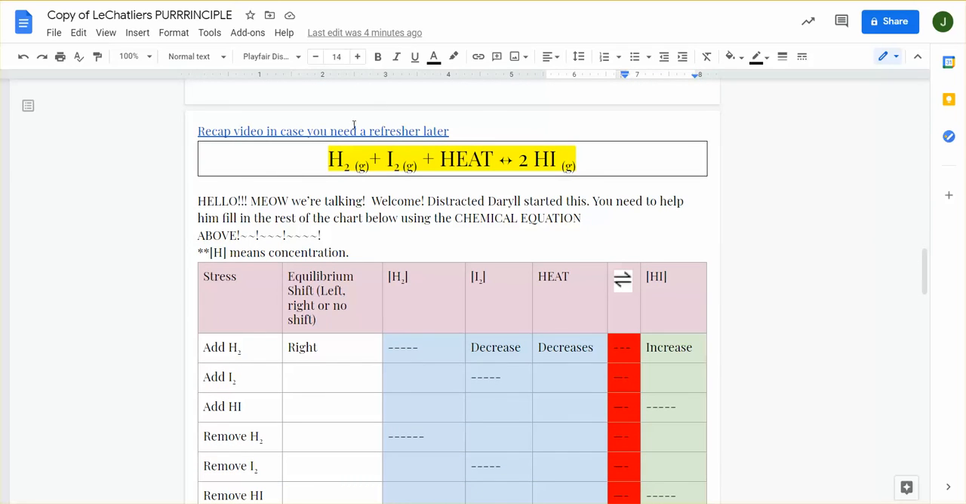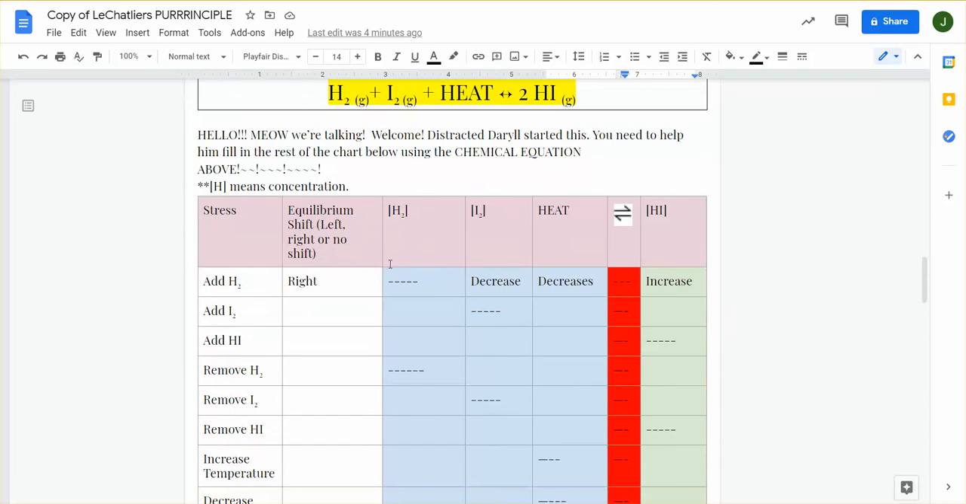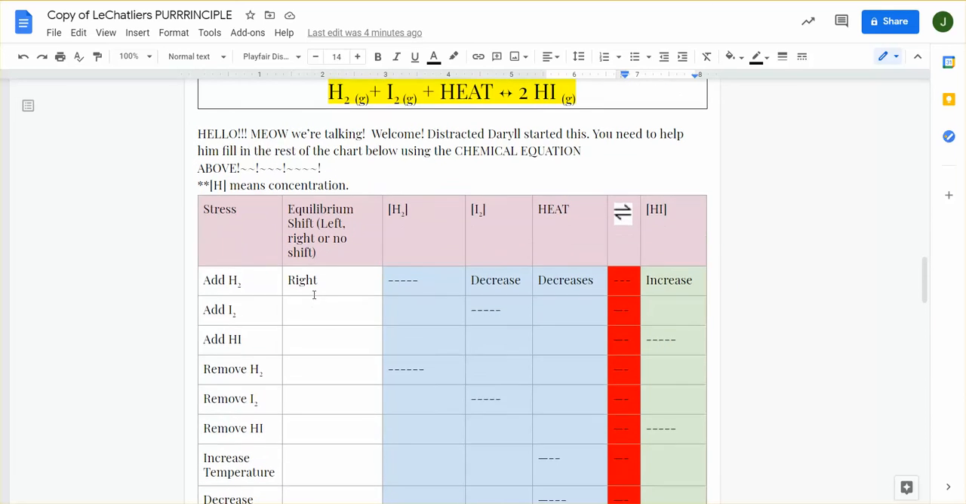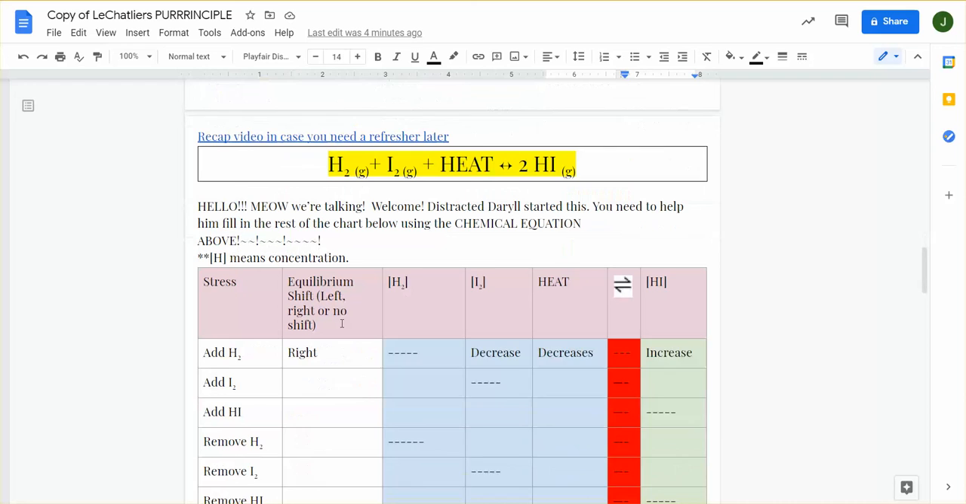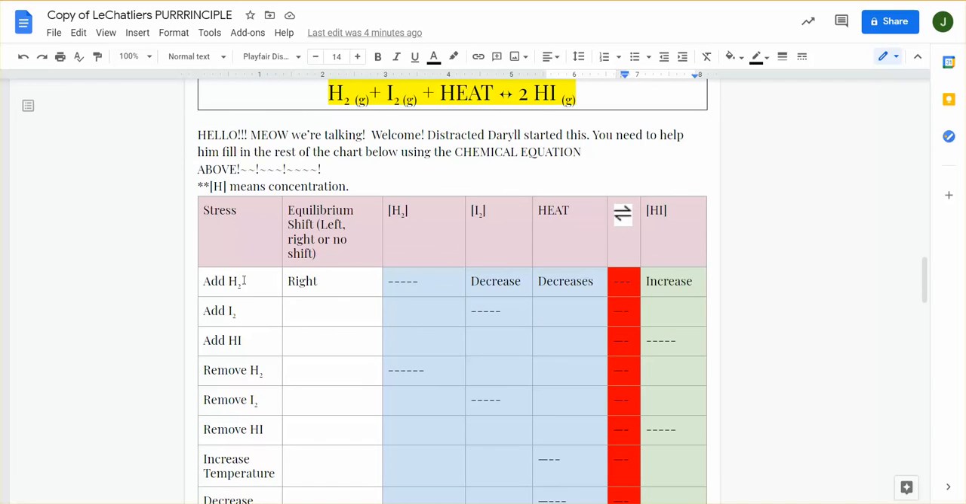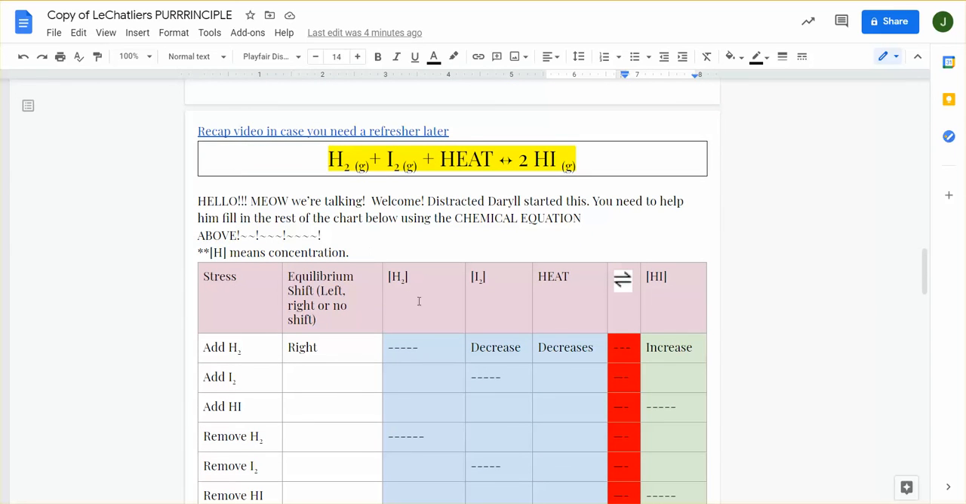So, if you feel like you need a refresher, there is a video up here. But for this part down here, try to use this reaction: hydrogen plus iodine, added with heat, will yield you hydrogen iodide. So, assuming we were to add H2, seeing that it is a reactant, where you add to one side, it's going to shift towards the other. So if I add to the left side, it's going to shift towards the opposite. As you can see, it shifts towards the right.